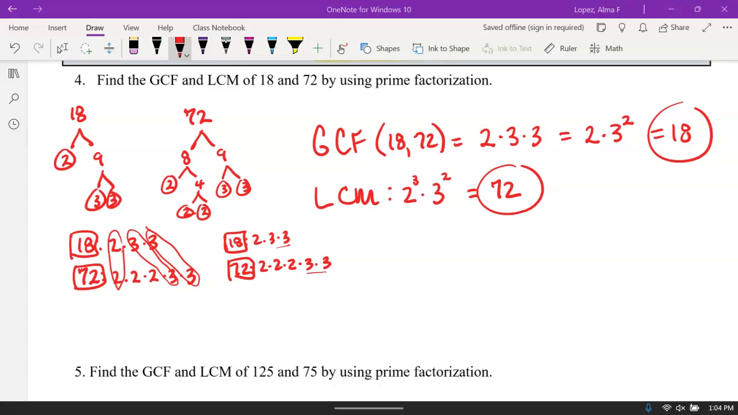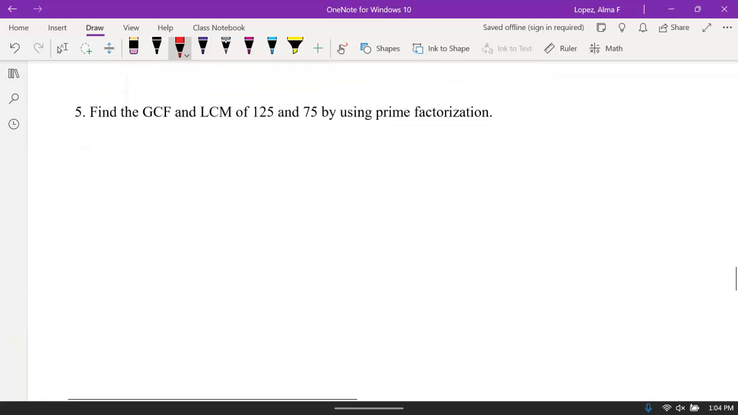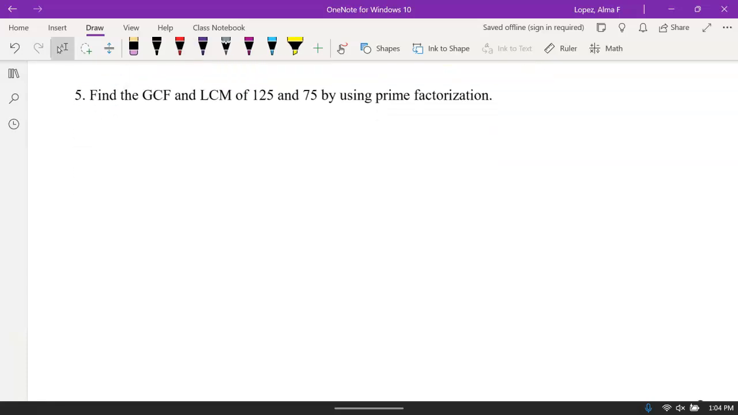All right, let's continue where we left off. Let's go ahead. If you need to, pause the video and get the prime factorization on your own and see if you can do that real quick. I am going to go ahead and do it as well.